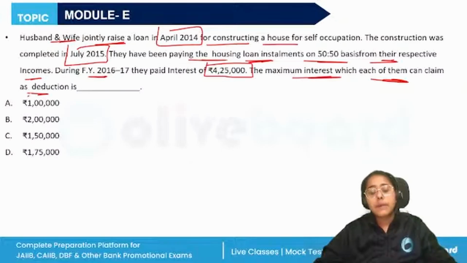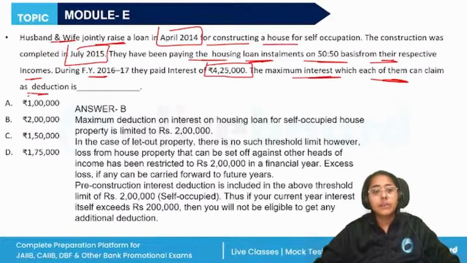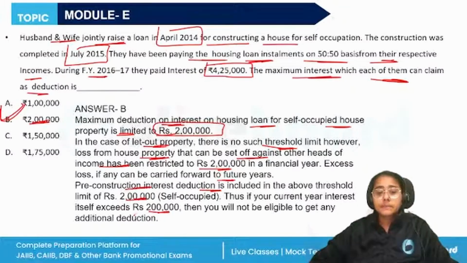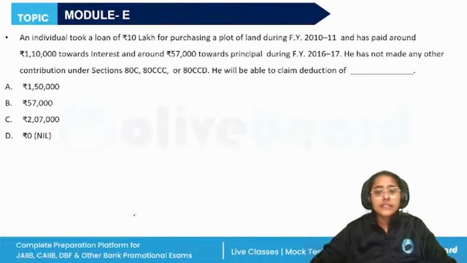Again, we are talking about the interest, so the correct answer will be option B. In option B, the maximum deduction on interest, pre-construction interest deduction is again 2 lakhs, and thus if your current year interest itself exceeds rupees 2 lakhs, then you will not be eligible to get any additional deduction. All right, so the correct answer is rupees 2 lakhs.